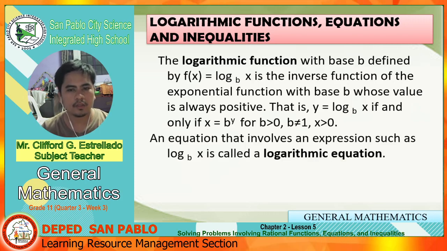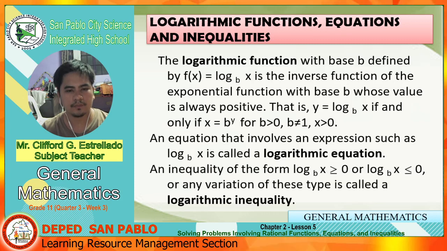An equation that involves an expression such as logarithm of x with the base b is called a logarithmic equation. And an inequality of the form logarithm of x with the base b is greater than or equal to 0, or logarithm of x with the base b is less than or equal to 0, or any variation of this type, is called a logarithmic inequality.